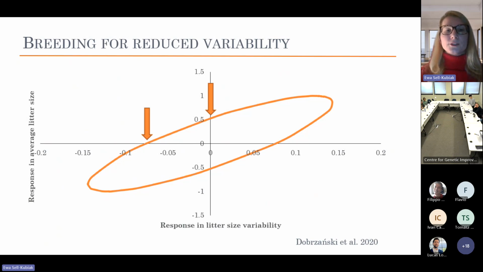And here you see the ellipse of possible economic values. Well, not economic values, the response in litter size variability on the x-axis, and on the y-axis you see the response in average litter size. And actually, only the economic values that I gave in the simulation to estimate the response, only this region here provided me with the values I wanted. So reduced response in litter size variability, at the same time no change or an increase in average litter size, because as I mentioned, the breeding companies still want a few more piglets.